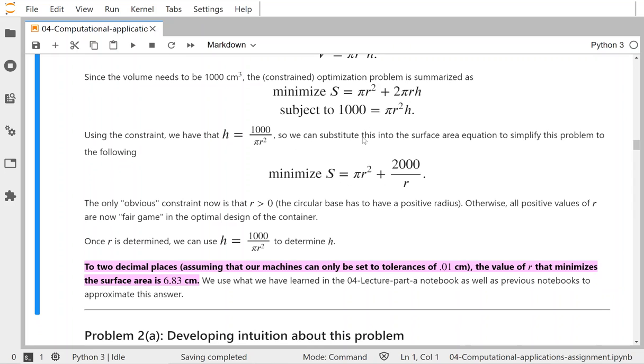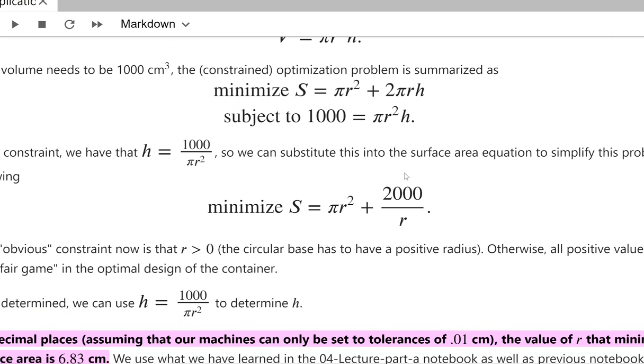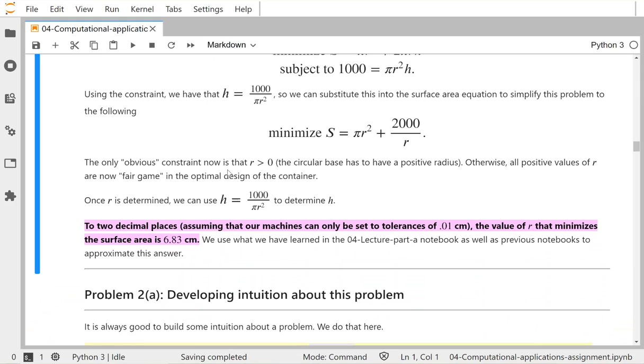We can now substitute this into the surface area equation to simplify the problem to the following. Minimize the surface area as a function of radius, simply given by pi r squared plus 2,000 divided by r. I've just substituted the 1,000 over pi r squared in for h in this formula, and you'll notice that if you do that, the 2 times 1,000 gives you the 2,000, the pi's cancel out, and the r divided by r squared leaves you with 2,000 over r. The only obvious constraint now is that r has to be greater than 0. The circular base has to have a positive radius.